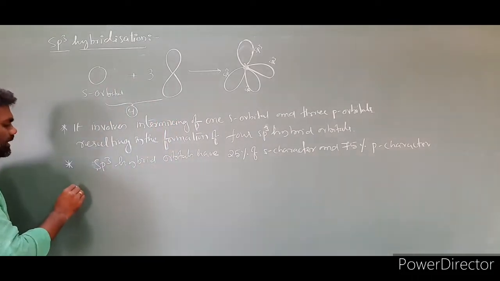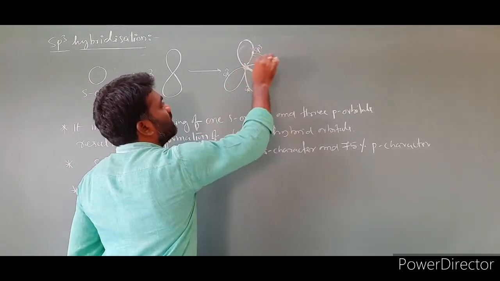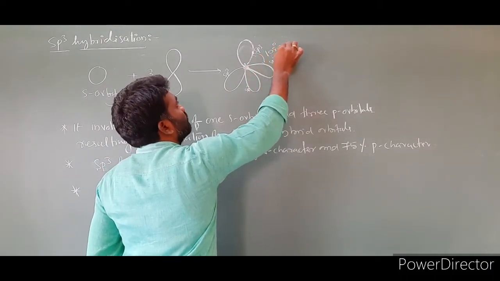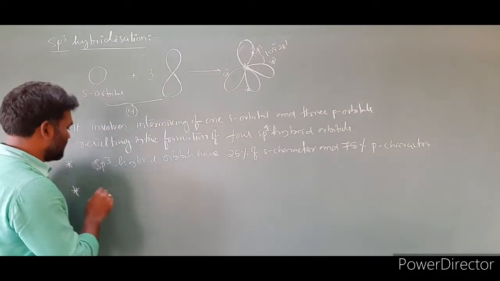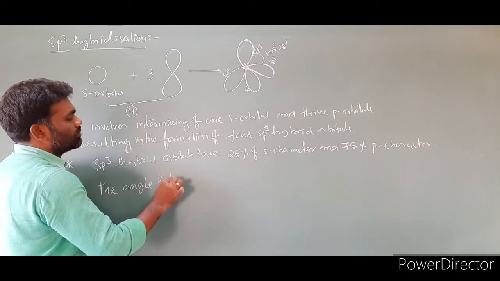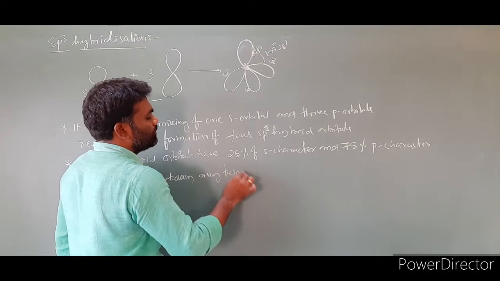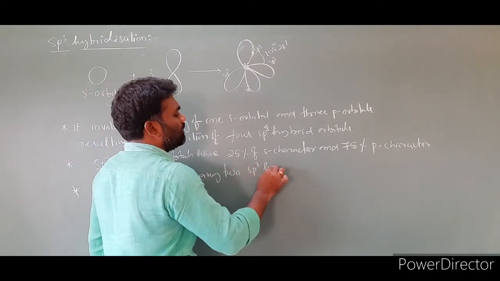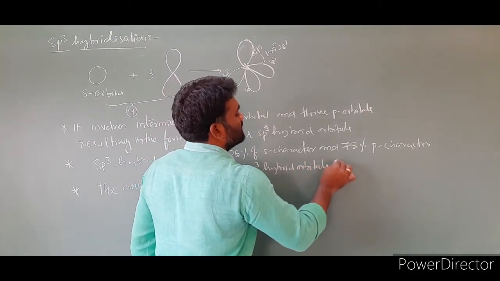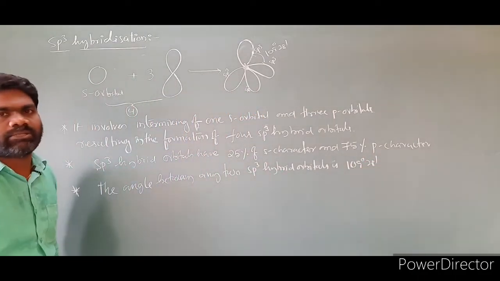Then what is the third point we can expect? The third point is bond angle, the angle we have to find out. The angle between any two sp3 hybrid orbitals is 109 degrees 28 minutes. So write the same sentence. The angle between any two sp3 hybrid orbitals is 109 degrees 28 minutes. This is point number 3.